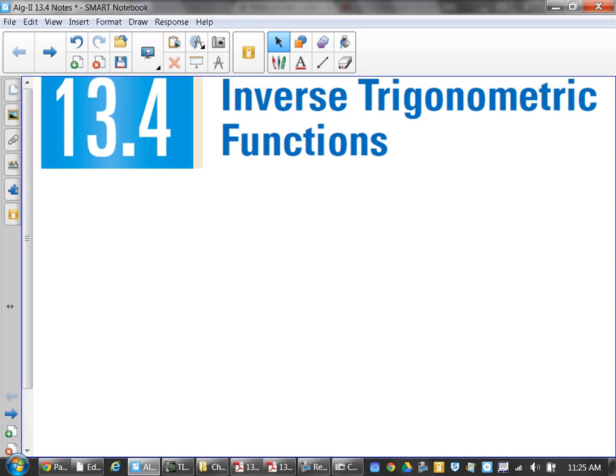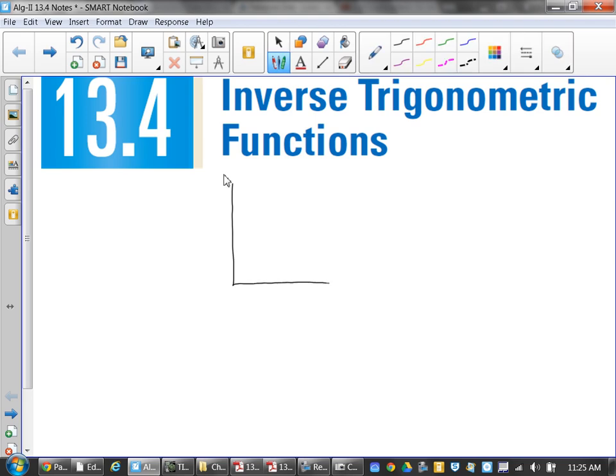Doing inverse trig functions, I want you to think back to what you did in geometry. Think about this problem. If you were given a right triangle and you had to find theta, I mean, you guys called it x back then, but we're going to call it theta because we're cool.